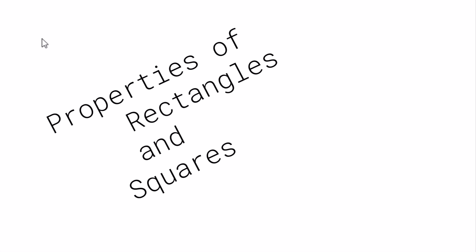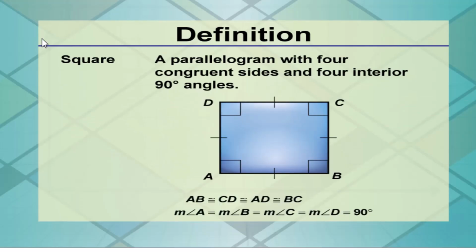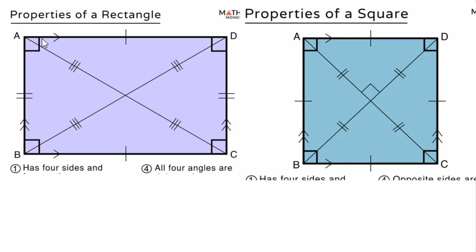So today we're going to be going over the properties of rectangles and squares. The definition of a rectangle is a parallelogram with four 90-degree interior angles. The definition of a square is a parallelogram with four congruent sides and four interior 90-degree angles.